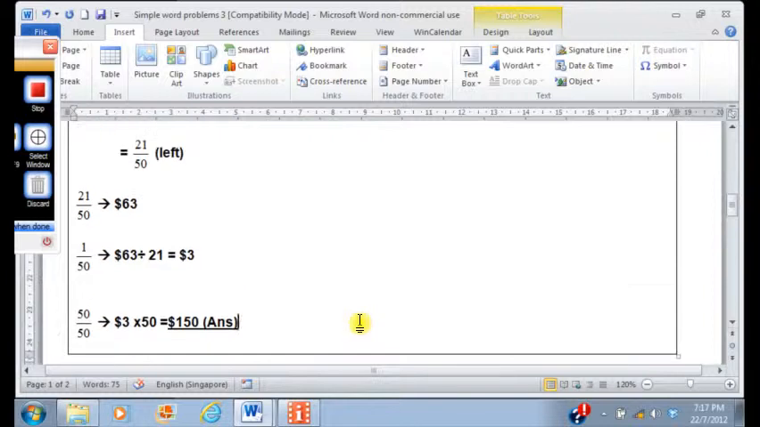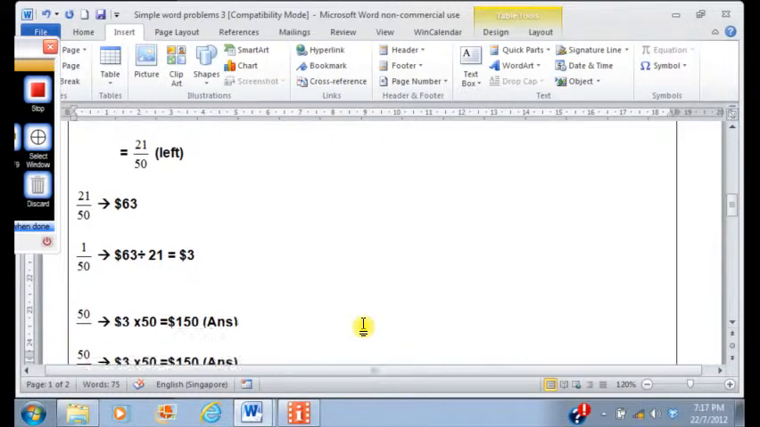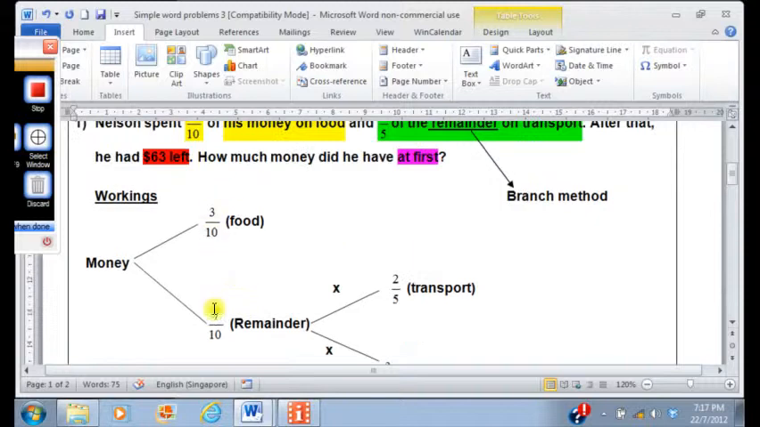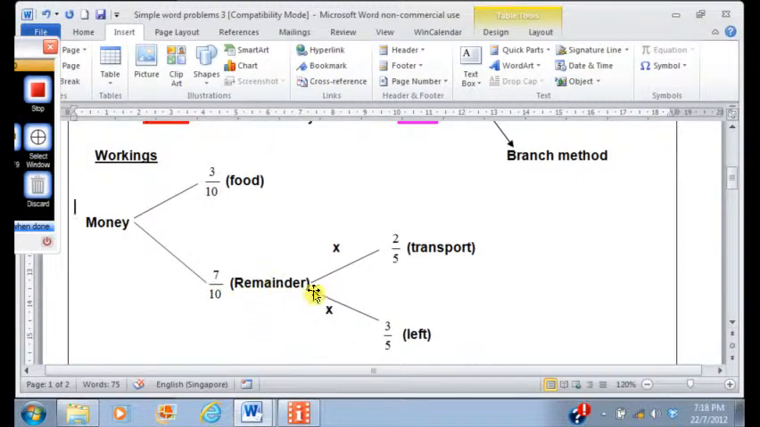I repeat the steps one more time. At all times the branch must add up to one whole. He spent 3/10 on food, so the remainder will be 7 over 10, because 3 over 10 plus 7 over 10 gives you 1 whole. This is your remainder. From the remainder, branch out again. 2/5 go to transport, and 3/5 is what is left, because these two must add up to 1 whole.